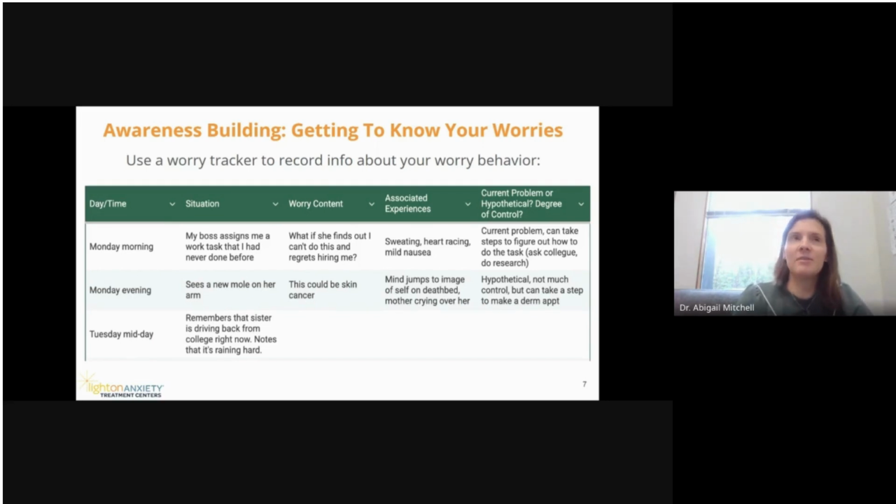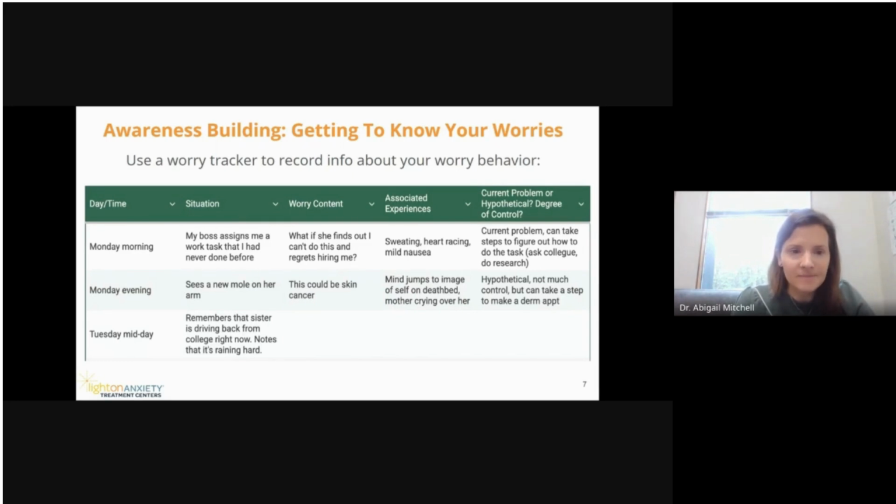Obviously, this is going to be very dependent on the particular context. But let's imagine that yes, there are things she could do to learn how to do the task. She could try to ask a colleague. She could look on the company intranet. She could take some steps to research how to do this. And clearly, she could always ask her boss. So that would be example one.